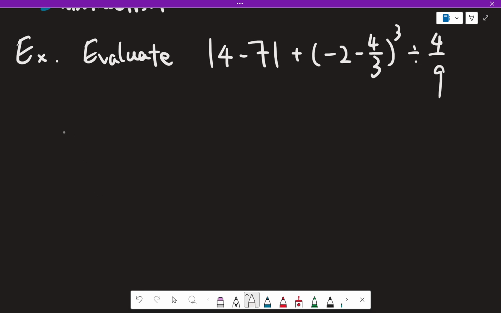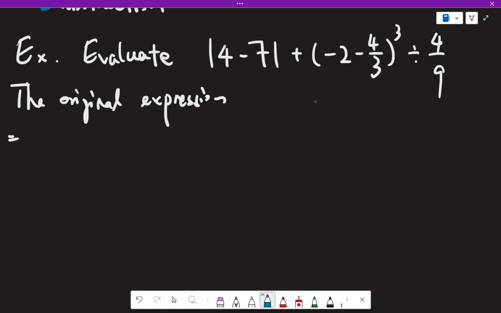You want to evaluate the absolute value of 4 minus 7 plus bracket -2 minus 4 over 3 cubed divided by 4 over 9. So the original expression is equal to... You want to strictly follow BEDMAS, otherwise our answer would be wrong. So you want to solve for brackets first. We want to evaluate anything that's inside the bracket. We can clearly see that we have two brackets here, so we want to evaluate those two first.